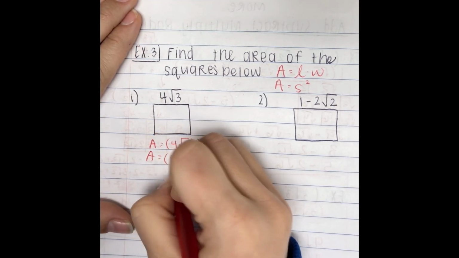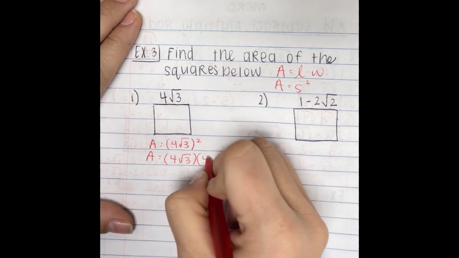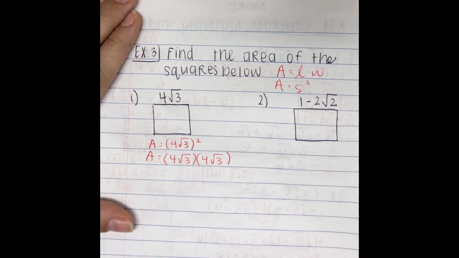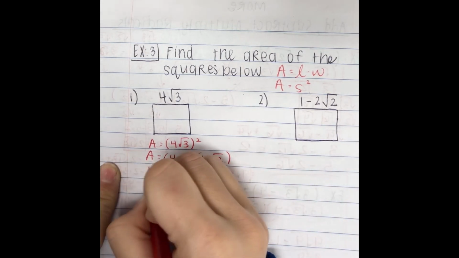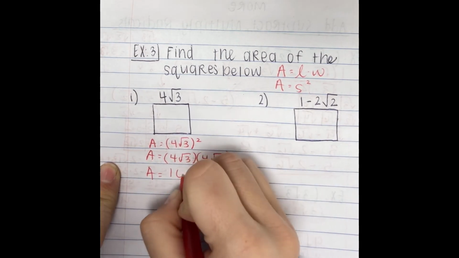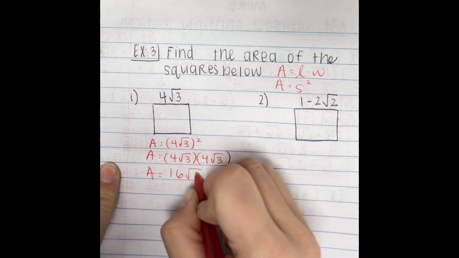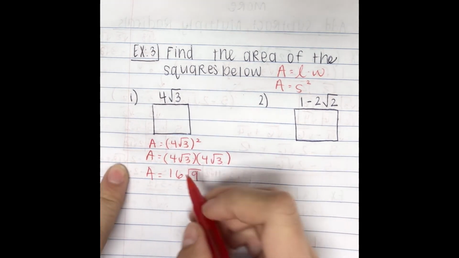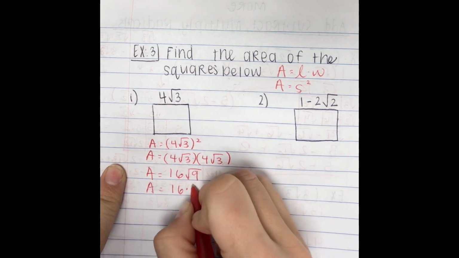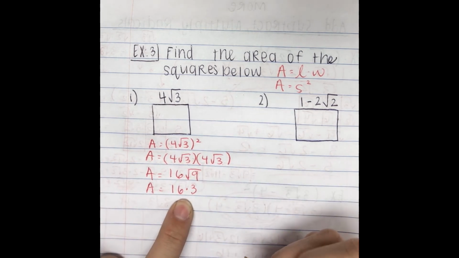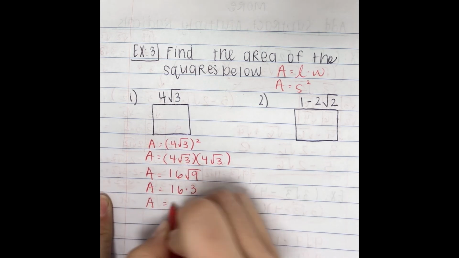So you get 4 square root of 3 times 4 square root of 3. Length times width, right? So we get 4 times 4 is 16, and square root of 3 times square root of 3 is square root of 9. And we know the square root of 9 is 3. So we get 16 times 3, which is 48.